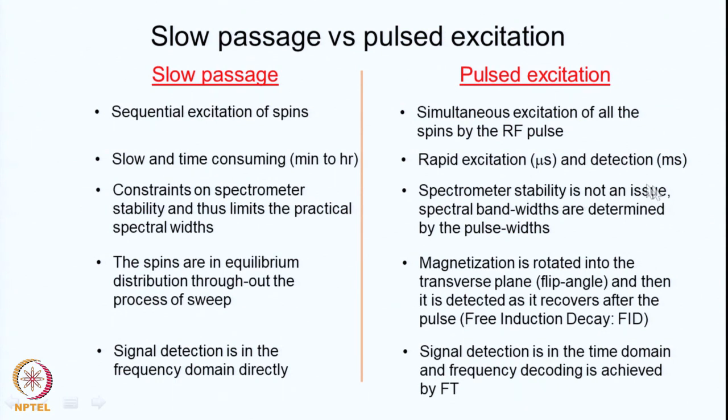That puts a heavy constraint on the spectrometer stability. It has to be stable, producing the same kind of magnetic field, and there should be no fluctuations in the temperature around and things like that. Therefore, this puts serious limits on the practical numbers for the spectral widths. Whereas here, spectrometer stability is not an issue because you are collecting the data in about a few milliseconds. Spectral bandwidths are determined by the pulse widths. You remember we had the pulse widths, which is typically of the order of 5000 to 6000 hertz, and that can be readily excited.